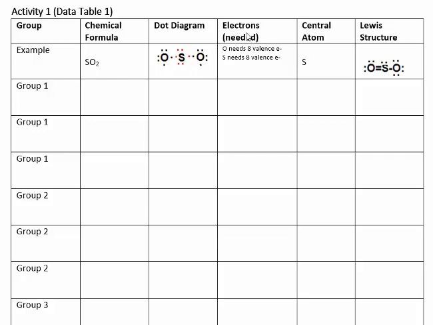Then electrons means the electrons needed. And oxygen needs 8 valence electrons, sulfur needs 8 valence electrons to fulfill the octet rule. Identify the central atom, and then draw the Lewis dot structure. And you can draw that Lewis dot structure in whichever way you like. And then you'll be doing that for the 9 compounds, 3 in group 1, 3 in group 2, and 3 in group 3.